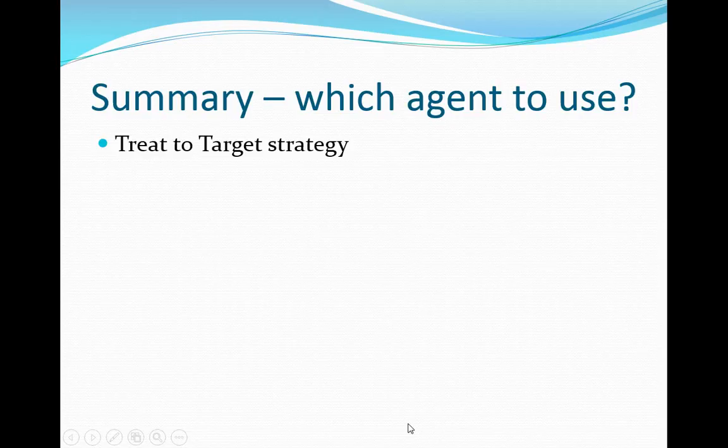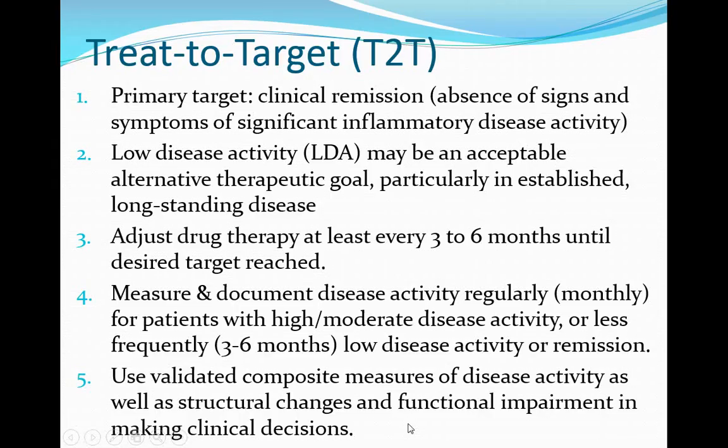There's also this brand new target to treat strategy. I gave you the link, but this is basically what we're doing, and this is the general goals of our therapy. We want a clinical remission. We might have to settle for low disease activity. We might not be able to get this patient totally into remission. So LDA is acceptable if that's what happens. And patients have to know that.